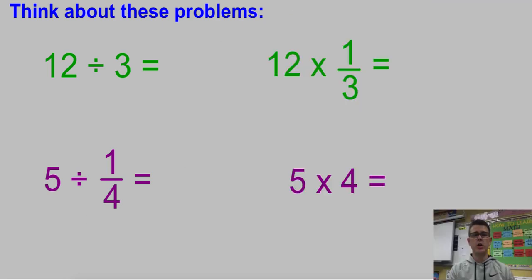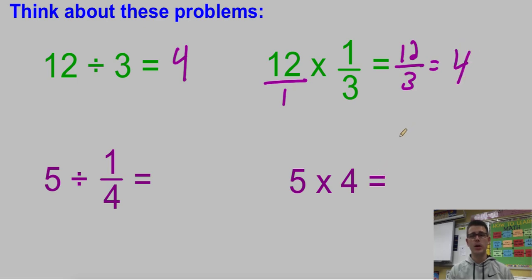I'm just going to show us all the problems at the same time here. So think about 12 divided by 3. Well, 12 divided by 3 is 4. But think about 12 times 1/3. 12 times 1 is 12. 1 times 3 is 3. But 12 divided by 3 gives me 4. I get the same thing. Instead of dividing by 3, I just multiply times 1/3.